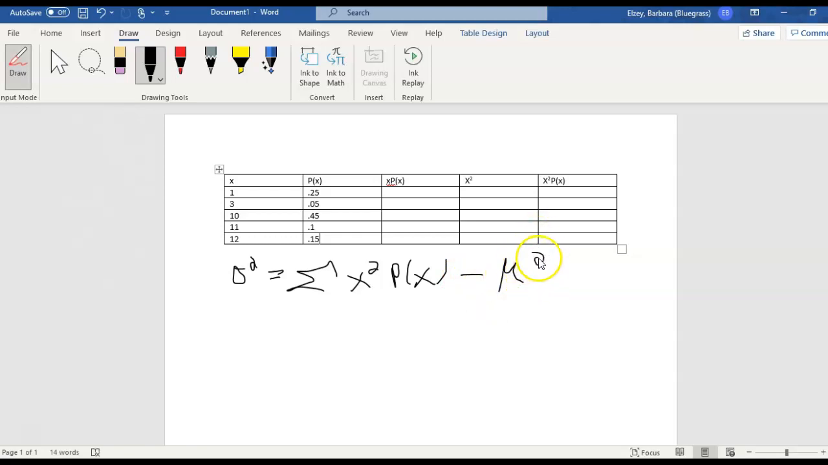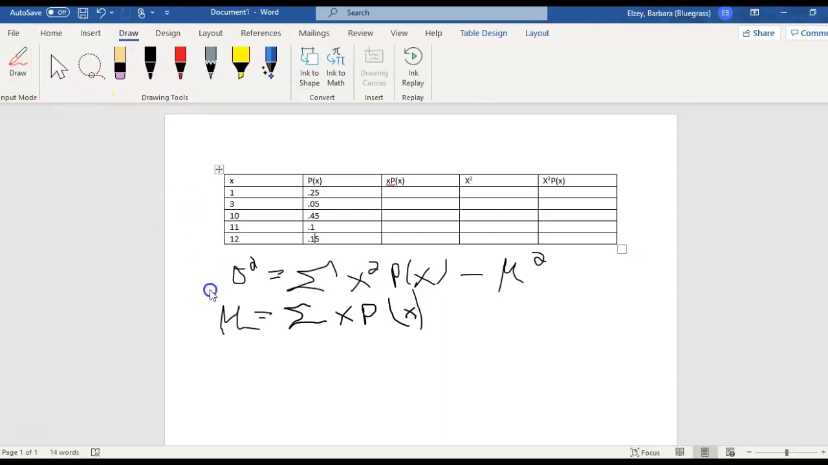And then I'll also write our formula for the mean of a discrete probability distribution, which is the sum of the x p(x)'s. Okay, so when we keep that in mind, we need to get this mean, and then we can get our variance. So I'm going to go back to getting out of the draw feature, and let's get the sum of the x p(x)'s first so we can have the mean.